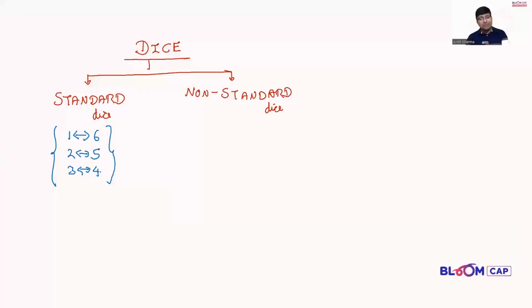Now if we talk about the non-standard dice, then its definition is: a dice in which the sum of numbers on the opposite faces is not necessarily 7. एक ऐसा डाइस जिसमें सम ऑफ नंबर्स ऑन द ऑपोजिट फेसेस कोई जरूरी नहीं है कि 7 होगा. जरूरी नहीं है का मतलब है वो 7 हो भी सकता है, नहीं भी हो सकता है. So now, you cannot confidently say, as in the case of standard dice, that one's opposite will be 6 only, two's opposite will be 5 only, three's opposite will be 4 only, in case of non-standard dice.